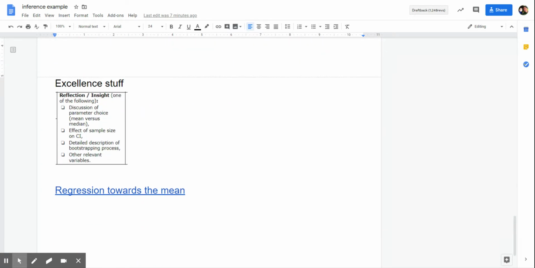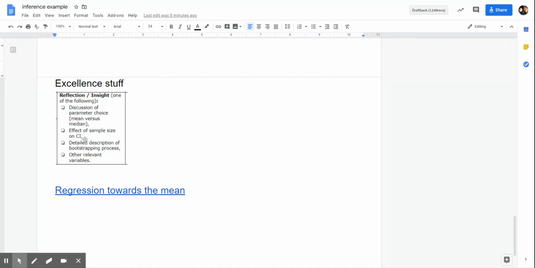Some excellent stuff. So just another few things here. This is from your marking grid still. Discussion of the parameter choice, mean versus median. Something for you to look up. So we usually use the median if there are outliers, too many outliers. But if you don't have very many outliers, then a mean would give you more precision. You can look up a few things about that.